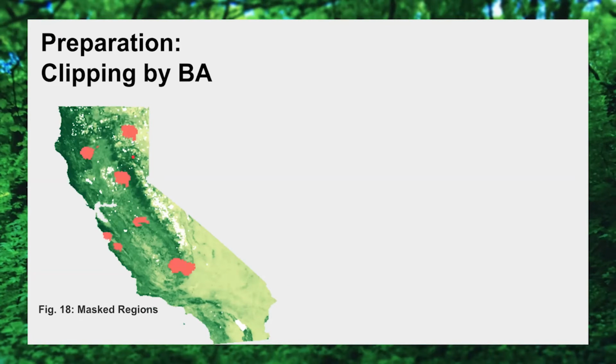So next we did this technique, which is called clipping, and we clipped it by the burn area. So if you remember, the burn area is this data set that has past fires embedded in it. And so pretty much what we did is we wanted to clip out these areas. So I'm just going to explain clipping really quickly.